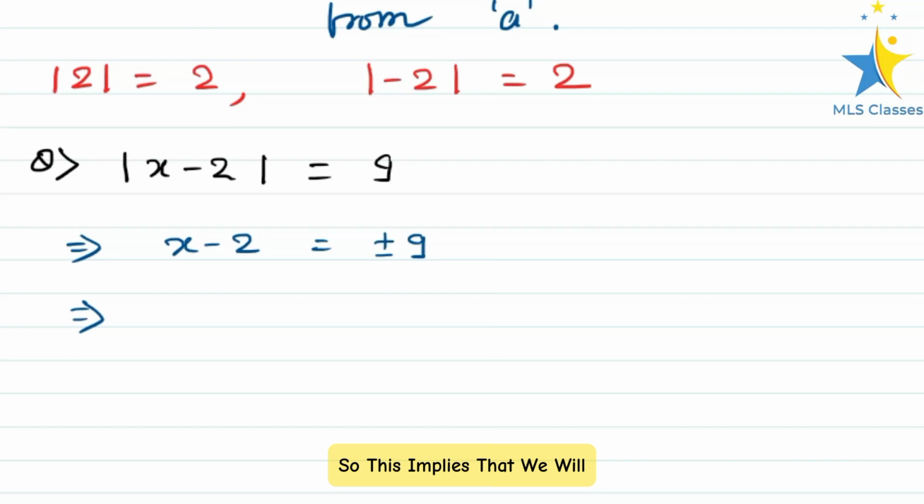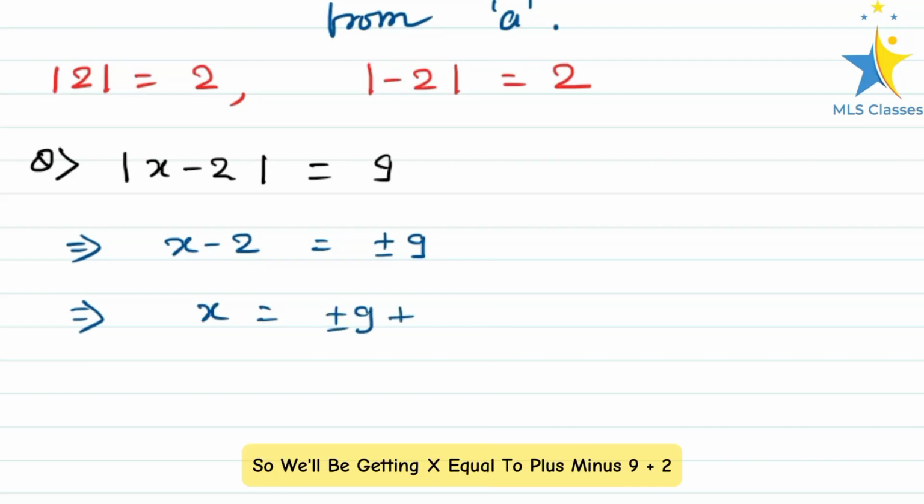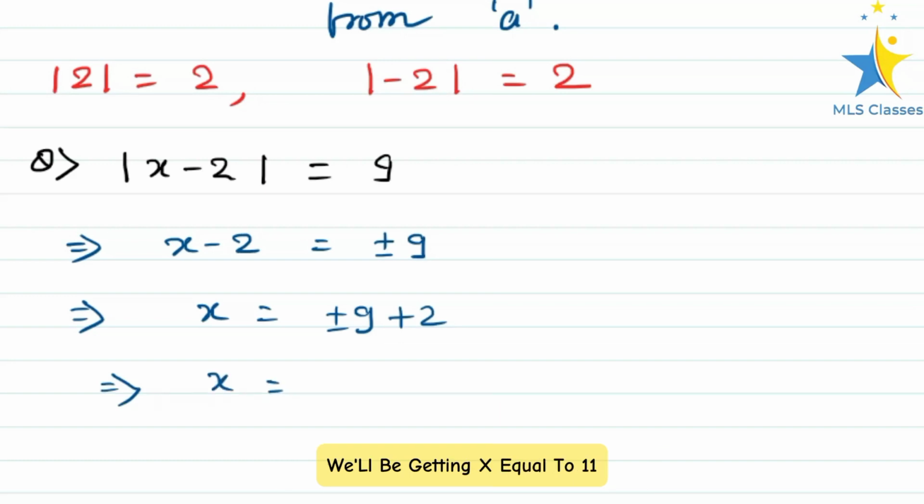So this implies that we will add 2 on both sides. So we will get x equal to plus minus 9 plus 2. When we operate with the positive sign, we will get x equal to 11. When we operate with the negative sign, we will get negative 9 plus 2, that is negative 7. So these are the answers.